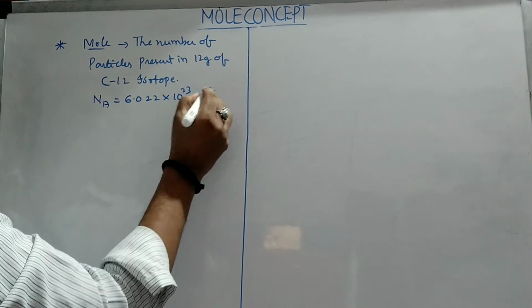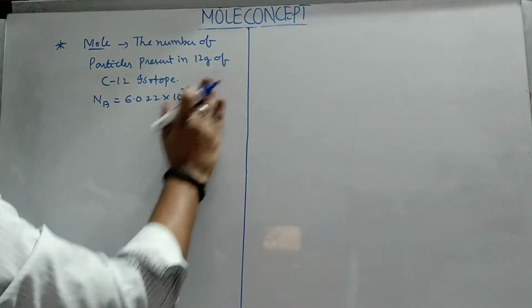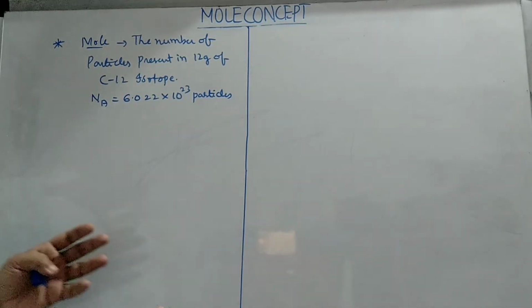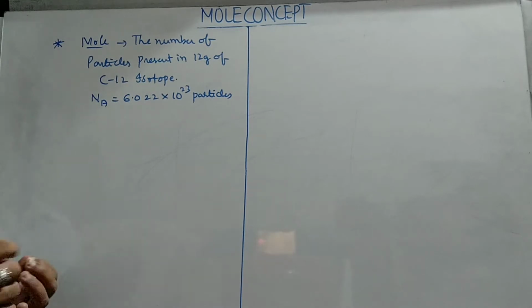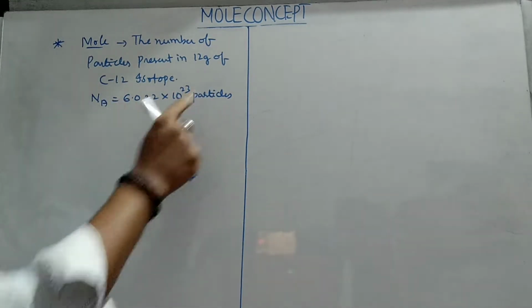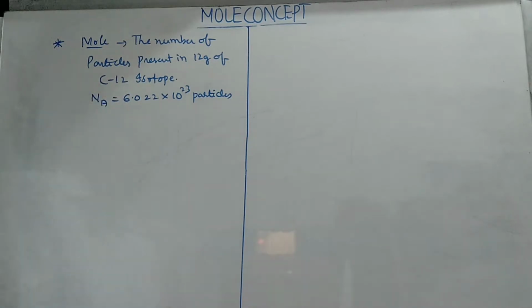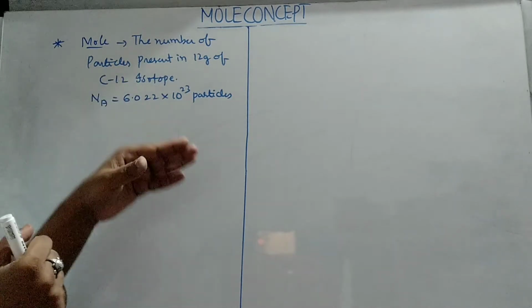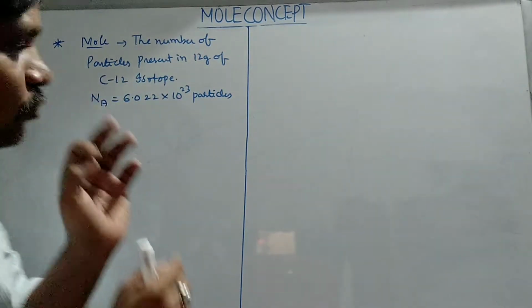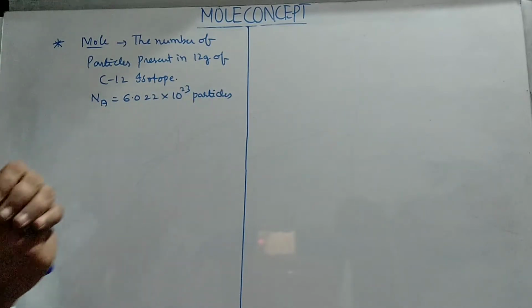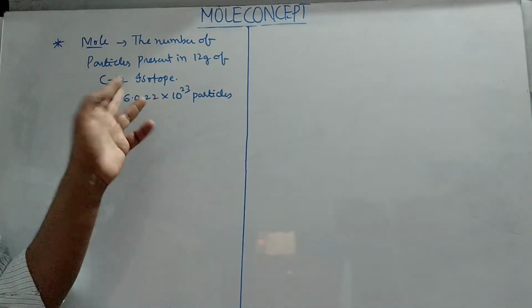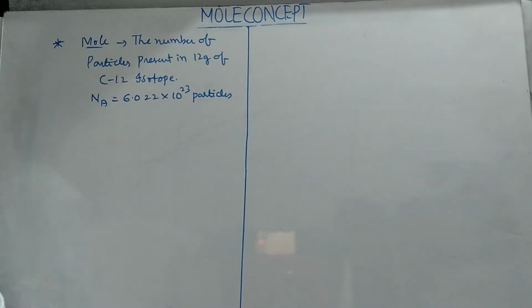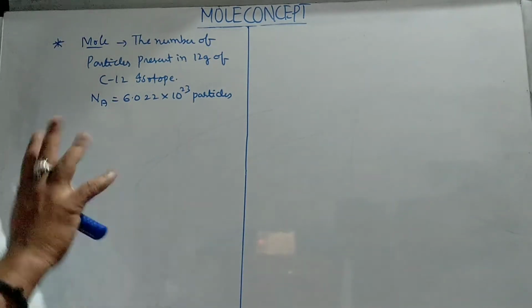It may be atoms, electrons or protons. Generally you take atoms into consideration. If you take electrons or protons, you have to multiply this. So the number of atoms present in 12 grams of C12 isotope is nothing but a mole. That is, a mole is nothing but the Avogadro number, 6.022 into 10 power 23. In some books you will see 6.023 into 10 power 23. Don't worry about that. In competitive exams they will give the value and you can work based on that value.